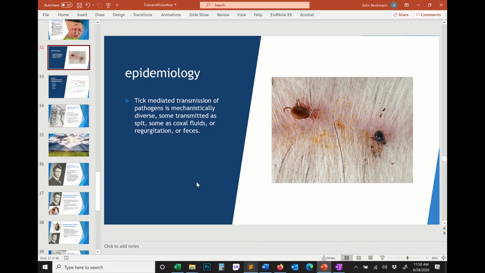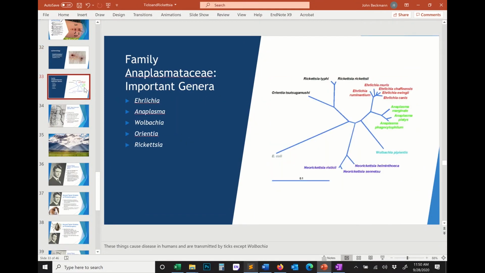Okay, so the way that they transmit diseases is diverse, and it depends on the disease. Sometimes they'll spit it into you, so it has to get to the salivary glands. Sometimes they'll crap in you, so it's in their feces. Sometimes you'll smash it in. It's different depending on the different diseases. But in general, the longer they're on you, the more likely you are to transmit a disease. Okay, so that's the end of the tick section. Now we can start talking about the Rickettsia stuff. Okay, so here's what you want to know about this family.